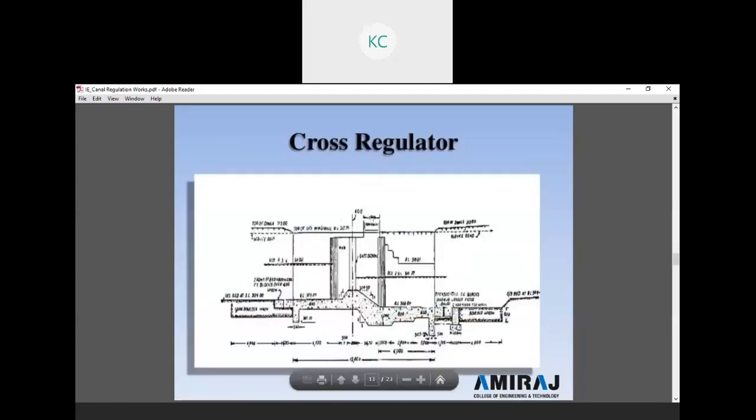So this is a cross section of a cross regulator, where different types of impervious floors are constructed from the upstream side to the downstream side. Different types of piers, abutments, and gates are constructed to prevent the excessive entry of water from the reservoir to the main canal, as well as from the main canal to the distributary canal. The impervious floor is constructed with concrete as well as earthen material, to prevent piping as well as the undermining effect.